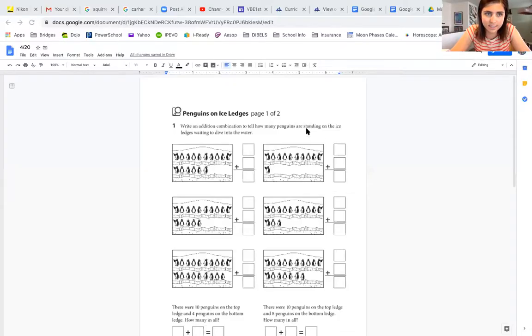So let me see. Trying to pull up the page so you guys can see. Here we go. Oh, perfect. Okay, so let me share my screen. I'm going to share my Google screen. All right, you should be able to see this. So it's going to say 4-20.